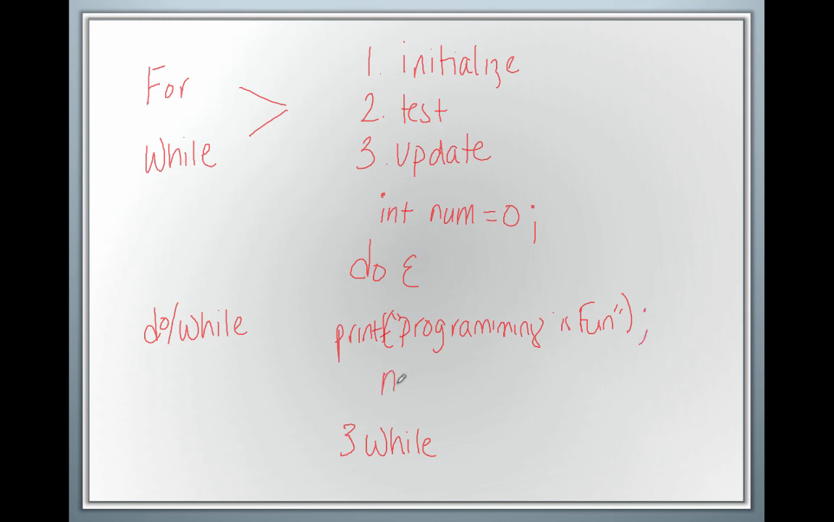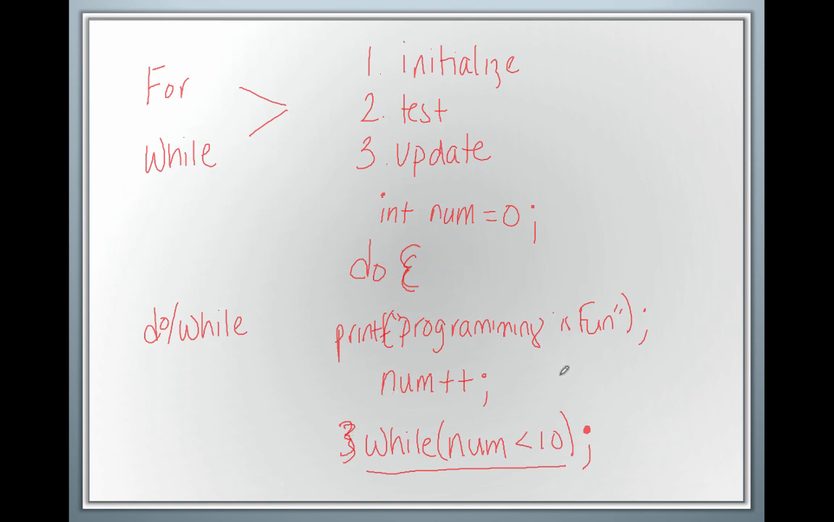And update my number, num++, and test while num is less than 10. It ends with a semicolon. A do while loop would not be the best choice for a counting loop, but just to show you the structure of what a do while looks like. So a do while loop has the keyword do, and these are the opening curly braces, and these are the closing curly braces, and then the test of the loop is at the end. So it's going to do it once no matter what.